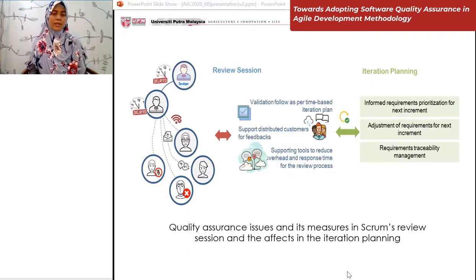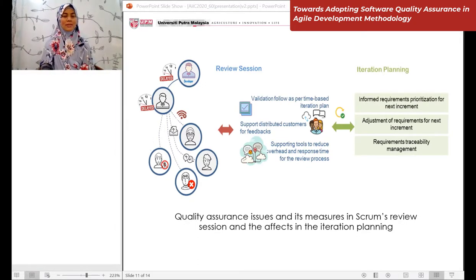Okay, as a summary, this is the diagram explaining the quality assurance issues and its measures in the Scrum review session and the effects in the iteration planning. Basically, the quality assurance issues, its measures and the effects in the iteration planning are represented in this summary diagram, where we can see the problem obstacles that happen in Agile Scrum methodology towards adopting quality assurance. The obstacles are late validation and the ineffective way of getting feedback.